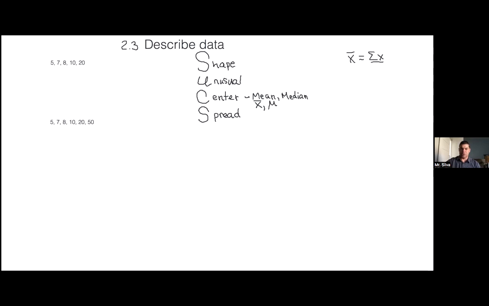So this is new language here. This is sum. All that means is X1 plus X2 plus X3 and so on. Find each X value. Well, what's X1 in my first data set? I'm going to find the mean. 5 plus 7 plus 8 plus 10 plus 20.